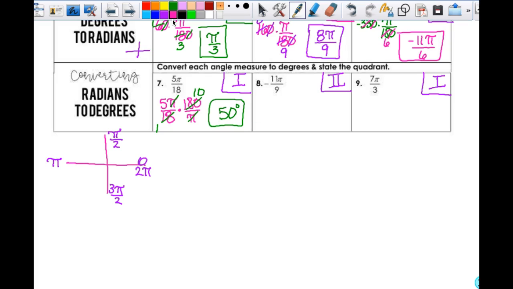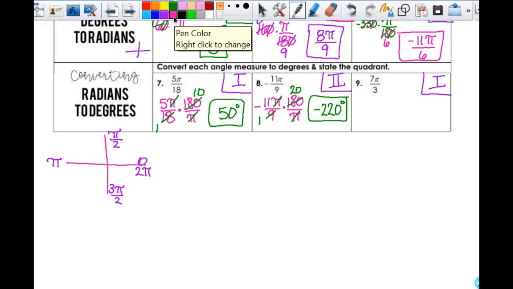Negative 11 pi over 9. I'm going to multiply that by 180 over pi. So I can cancel pi's out. I know I'm going to end up with a negative number, so I'll write that down so I don't forget. And then, can I reduce anything else? 9 and 180. So 9 goes into 9 once, goes into 180 how many times? 20, okay? So then I really just have to multiply 20 times 11. What does that give me? Negative 220. Good.